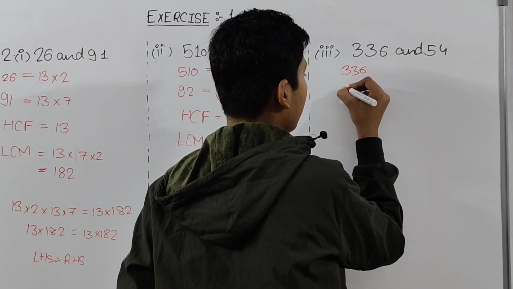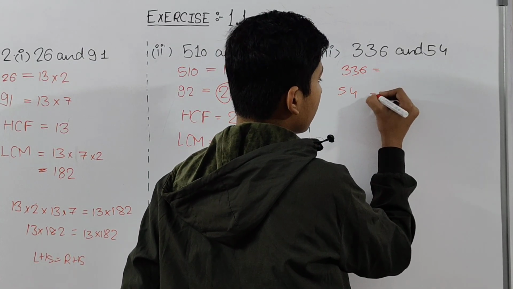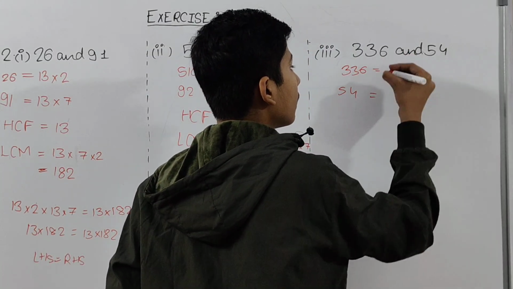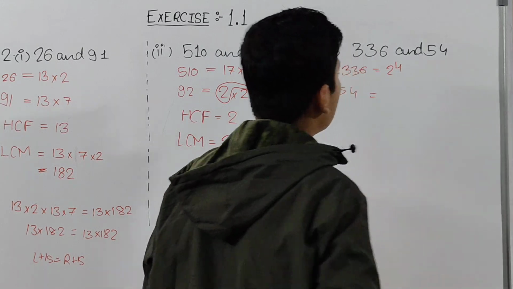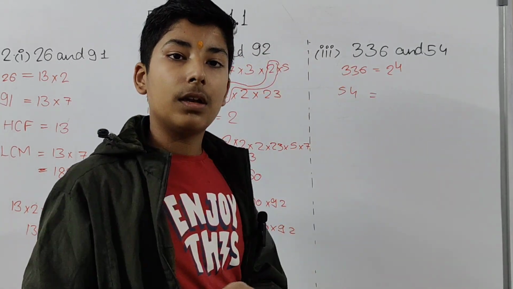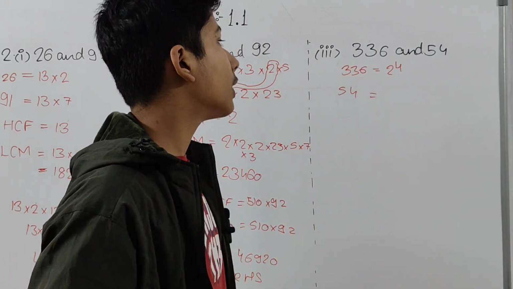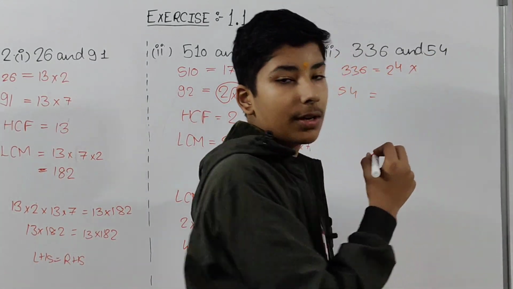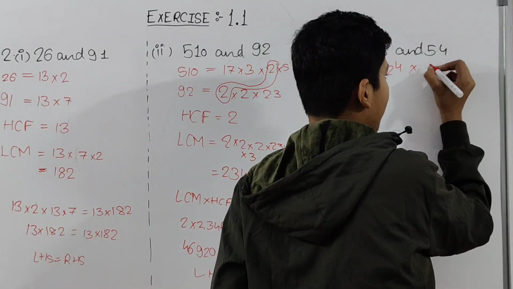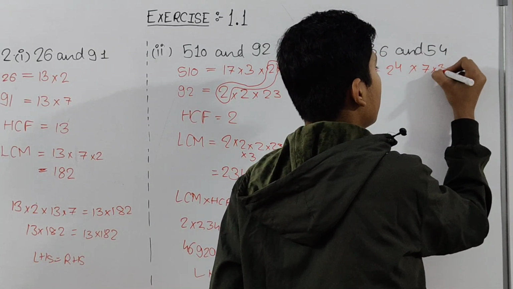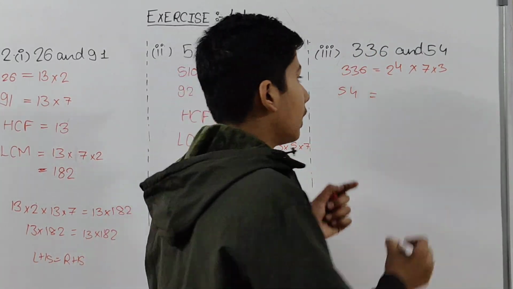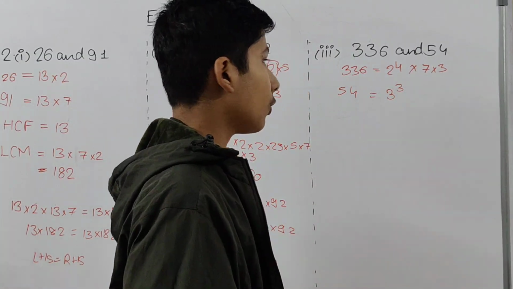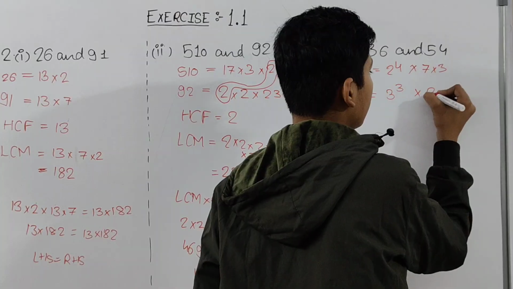336 and 54. 336 can be written as 2 power 4. 16 will divide it. 16 twos are 32 and 16 twos are 336. So 336 can be written as 2 to the power 4 into 21, means 7 into 3. Now here 54 can be written as 3 to the power 3, 3 cube means 27, multiplied by 2.